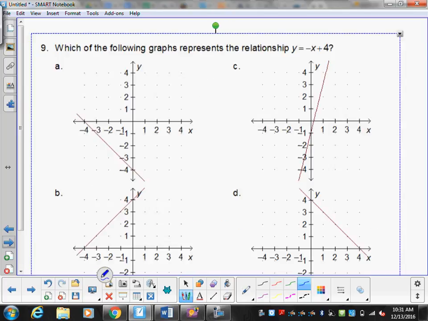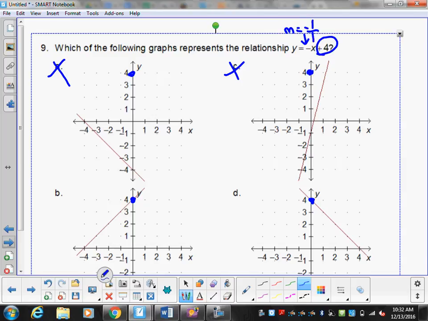On number 9. Same process, and it actually is the same graph as the previous problem. But it says, which of the following graphs represents that relationship y equals negative x plus 4? So again, our y-intercept is 4, so that should be here, so it can't be C. It should be here, so it can't be A. We have one on B, and we have one on D that cross the right spot. So then we have to look at our slope, which is negative 1 to the right one, so I go down 1 to the right one.